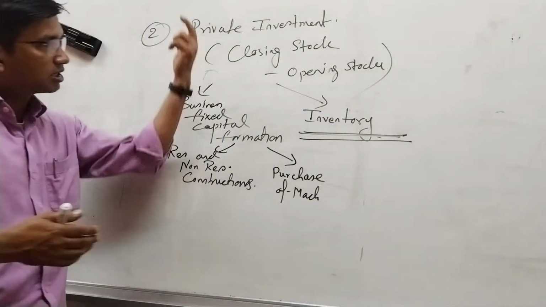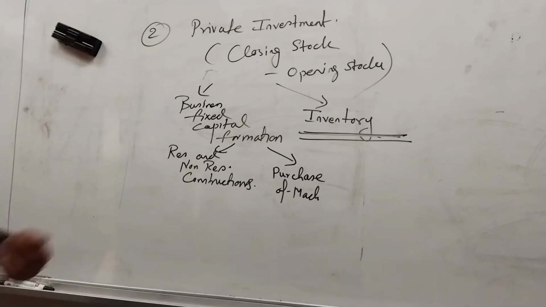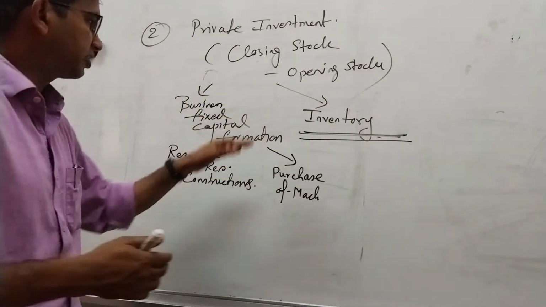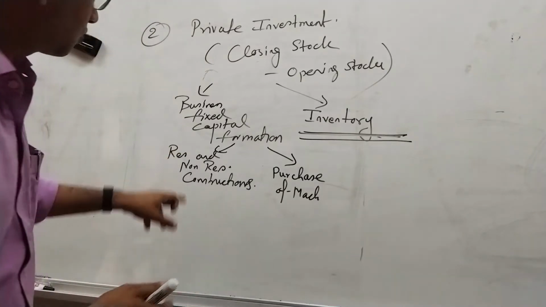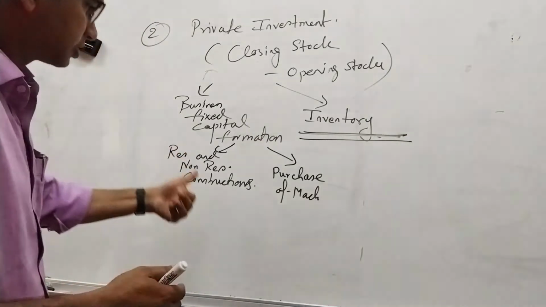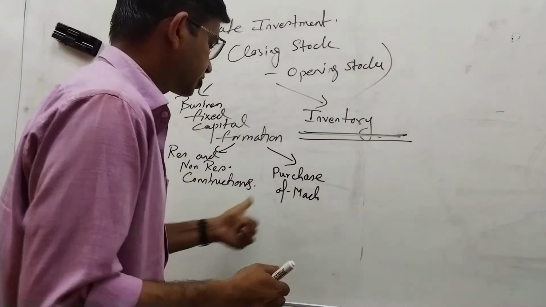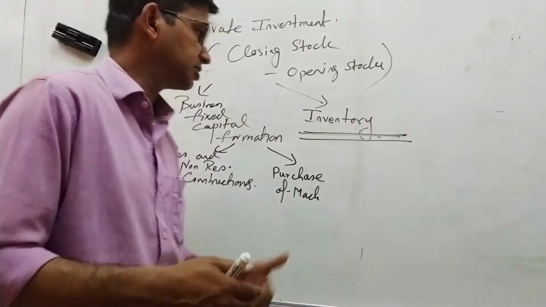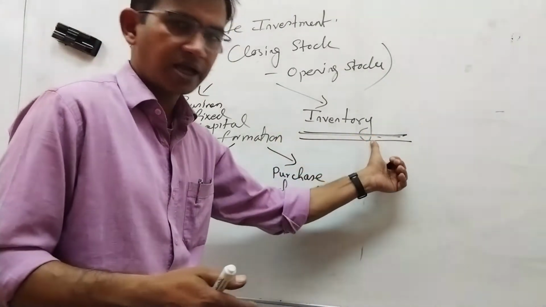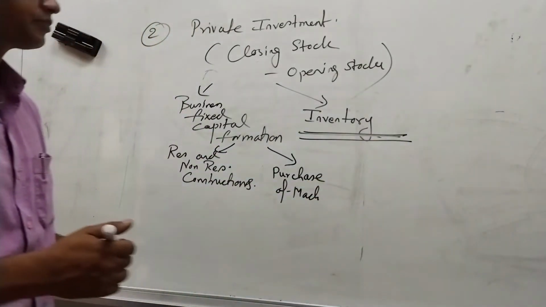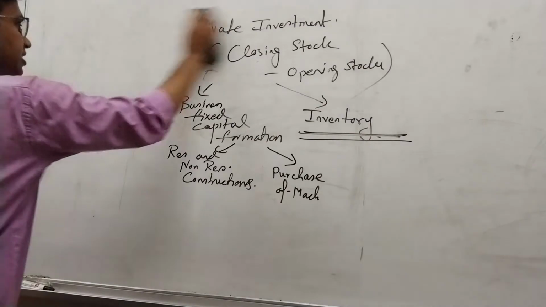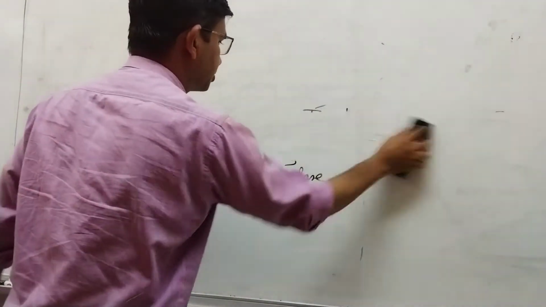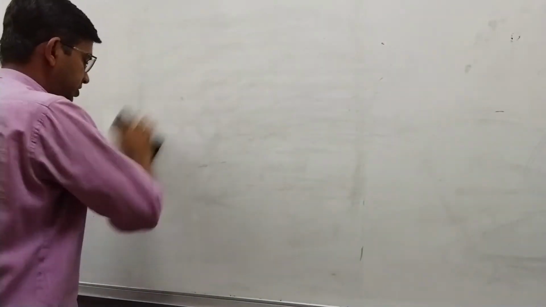and the addition to the stock of inventory is known as inventory investment. So these are the two components of private investment. One is business fixed capital formation, which has two components: residential and non-residential constructions, and the purchase of machineries. And the other is inventory investment. Now there is another part which we call public expenditure.